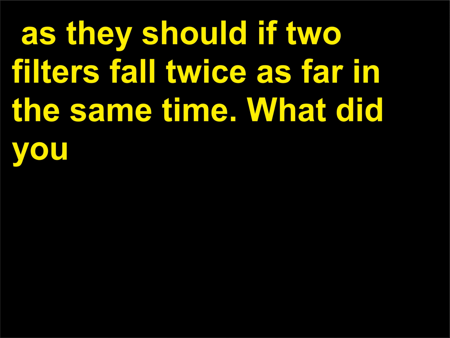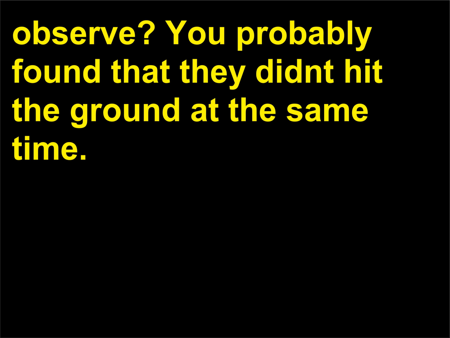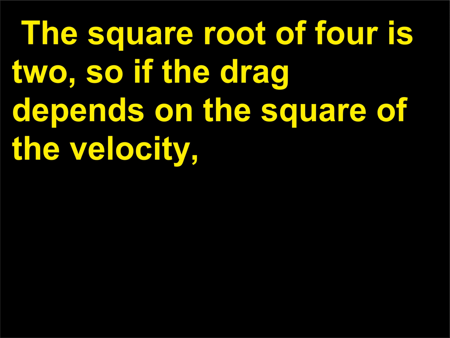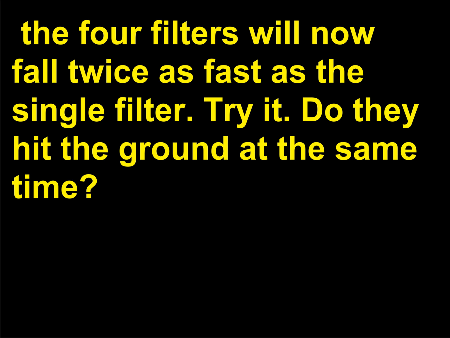What did you observe? You probably found that they didn't hit the ground at the same time. Now add 2 more filters so you have a total of 4. The square root of 4 is 2, so if the drag depends on the square of the velocity, the 4 filters will now fall twice as fast as the single filter. Try it. Do they hit the ground at the same time?